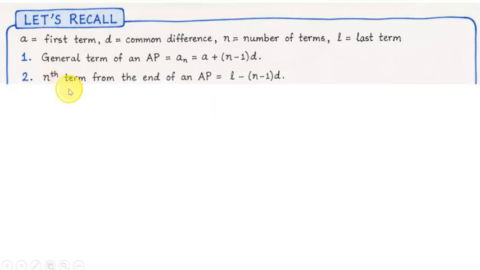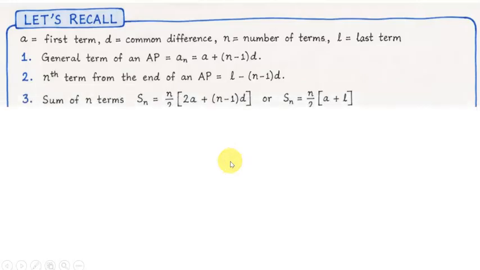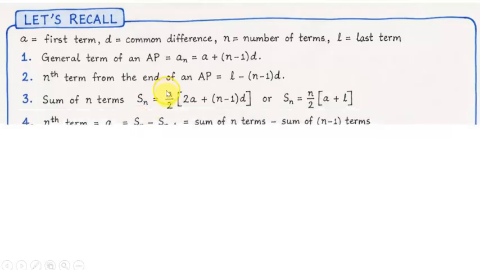Second, the nth term from the end of an AP is l - (n - 1)d, where l is the last term and d is the common difference. Next, the sum of n terms, that is Sn = n/2 (2a + (n - 1)d), or Sn = n/2 (a + l).